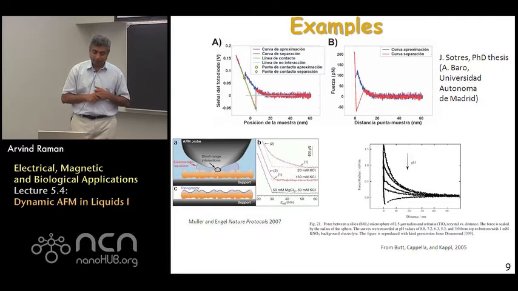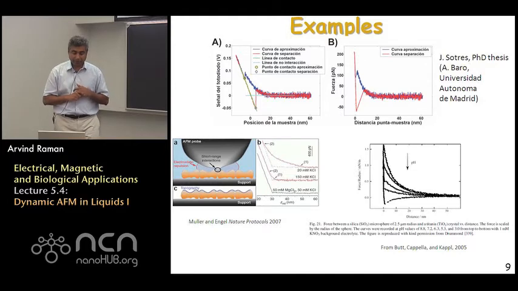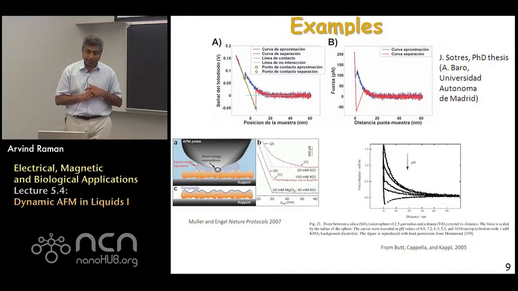On the bottom left, this is work out of Daniel Miller's group, and it shows the force versus distance graphs, force versus Z graphs, and how they change with salt concentration. And as you can see, at very low salt concentration, you have long-range electrostatic forces that grow exponentially, but as you increase the salt concentration, everything gets concentrated in a very small region of interaction between the tip and the substrate.